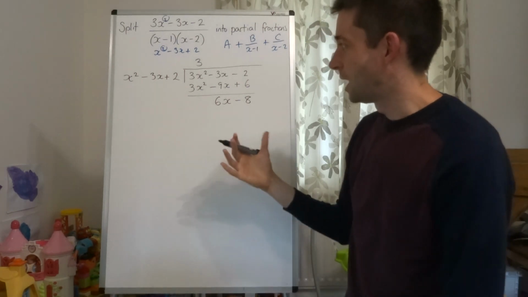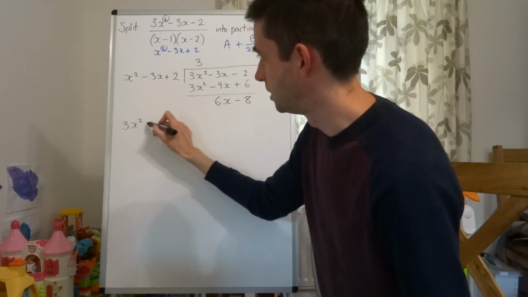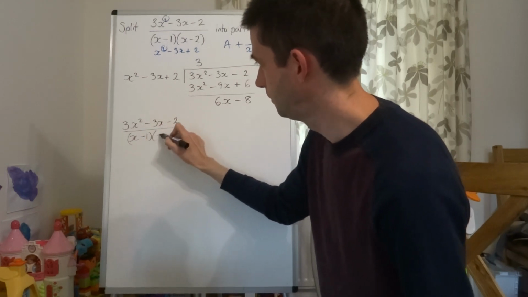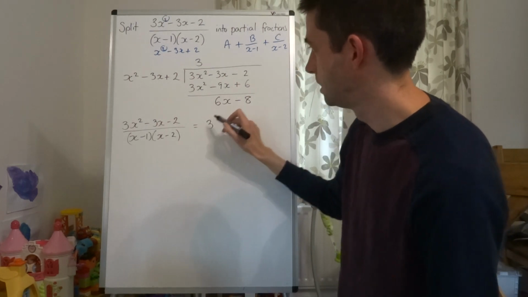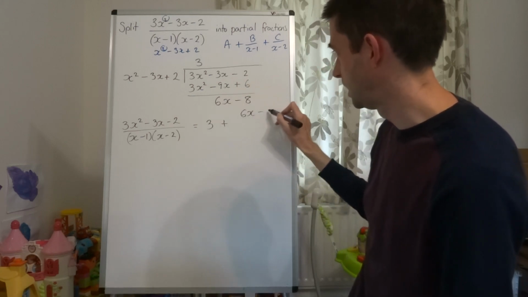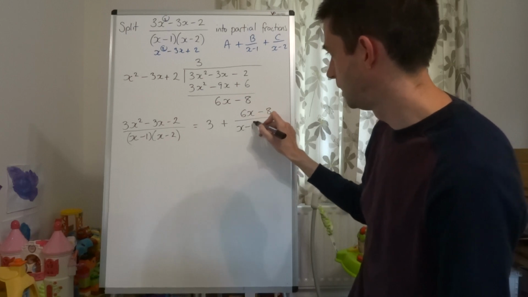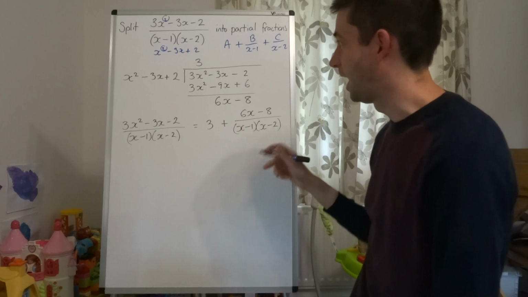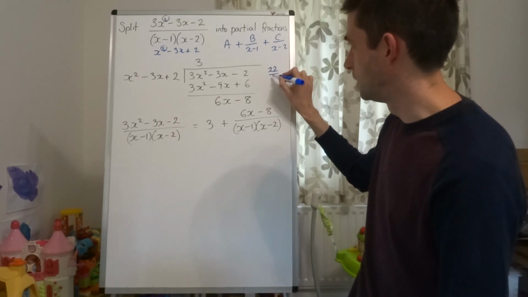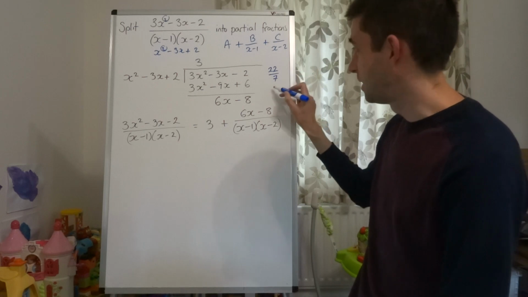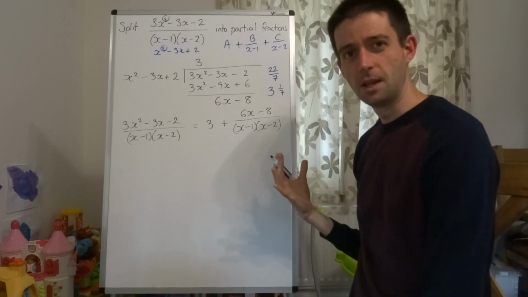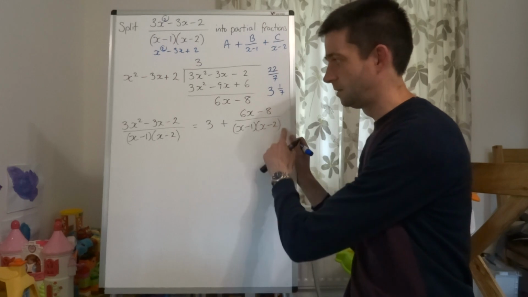Well, what does that mean? What that means is we've written the original expression 3x squared minus 3x minus 2 over (x minus 1)(x minus 2) as 3, the quotient, which is the whole number part, plus the remainder, which is 6x minus 8, over (x minus 1)(x minus 2), which is the divisor. It's a little bit like saying if you had 22 over 7 and divided 22 by 7, you'd get 3, which is the whole number part, remainder 1, so you'd write 1/7. It's a little bit like that. So whole number part, remainder, divisor.